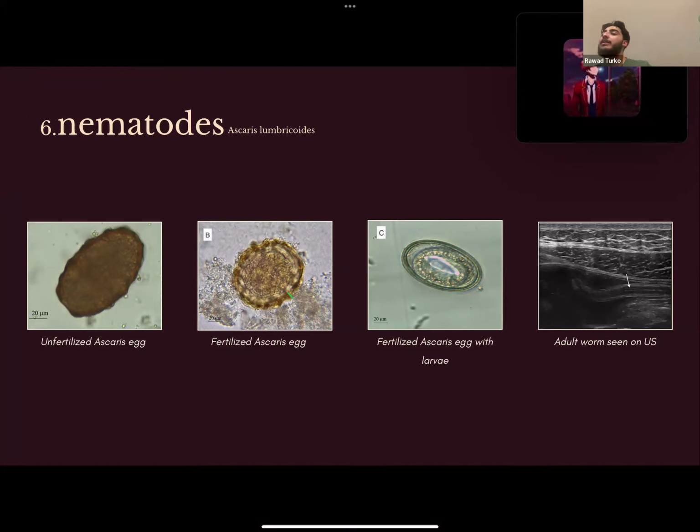Okay, and then this is an adult worm seen on ultrasound. So this is the worm, as you guys can tell, seen on ultrasound. Okay, again, you have to be able to differentiate the different types of eggs, like the Ascaris eggs from different types of eggs. Okay.